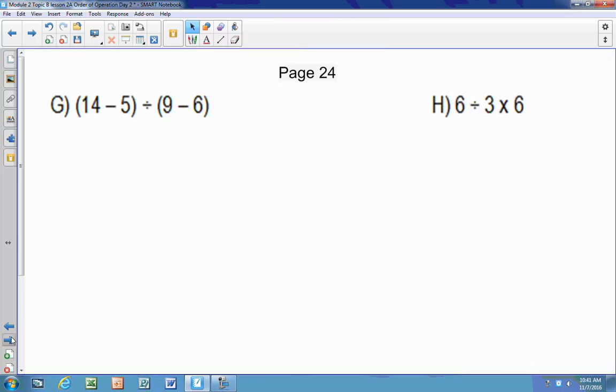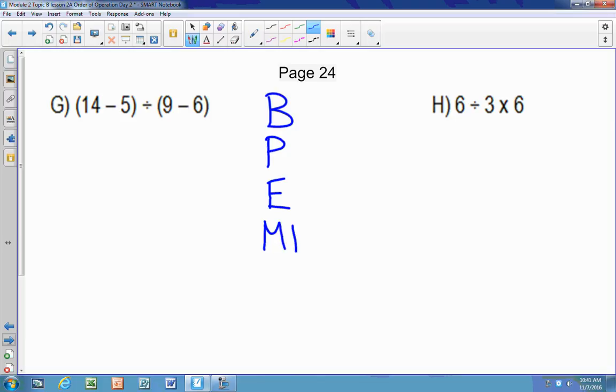Here's some examples. You have these examples in your book. So on page 24, first in the middle, I always write down burp, please excuse my dear. I put them on the same line so I don't forget Aunt Sally. I keep them on the same line since they happen together and I don't forget.